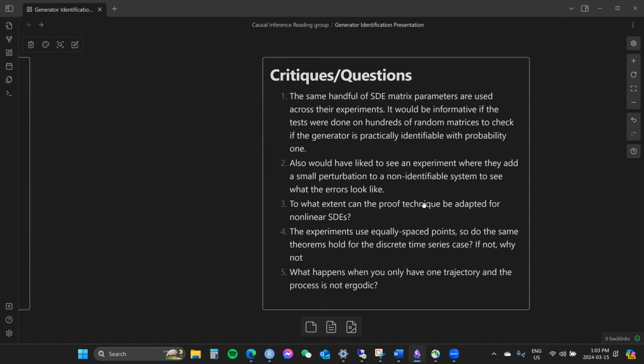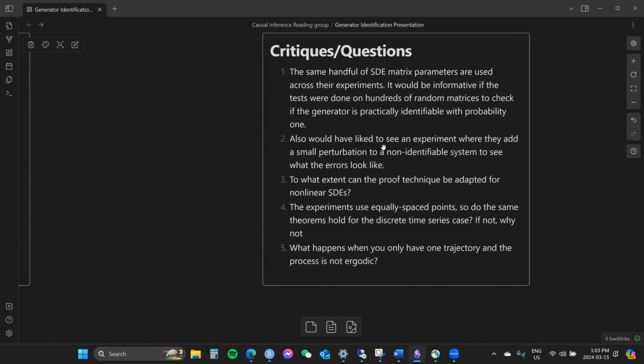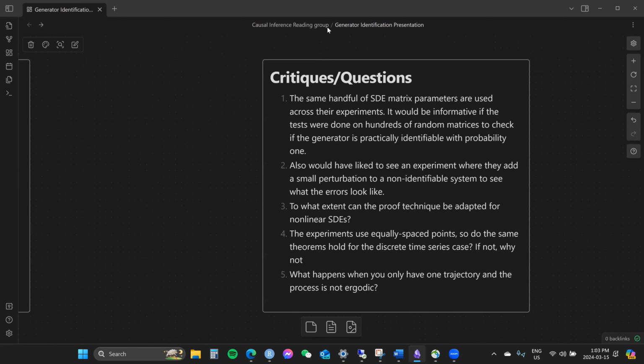Also, we'd like to see if we only have one trajectory and the process is not ergodic, can we get a good estimation of the parameters as well? That's it. Thanks. Questions?